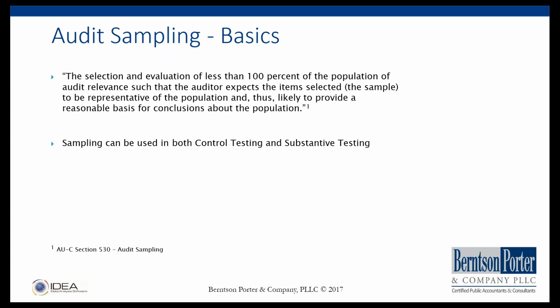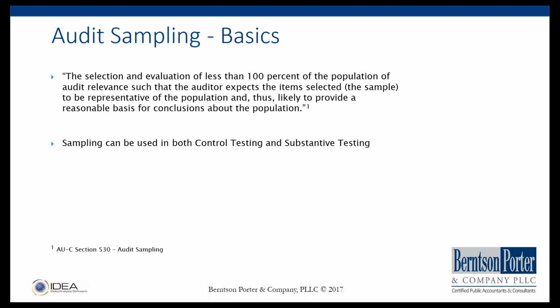So if your client has good controls in place, you've done effective walkthroughs and you think that if you do control testing, you can reduce the risk in other areas, you'll use sampling to pull items to test for your control testing. And likewise, if there are higher risk areas or you want to do more substantive testing, you're going to end up sampling in that as well so that you don't have to test every item, as we already mentioned.